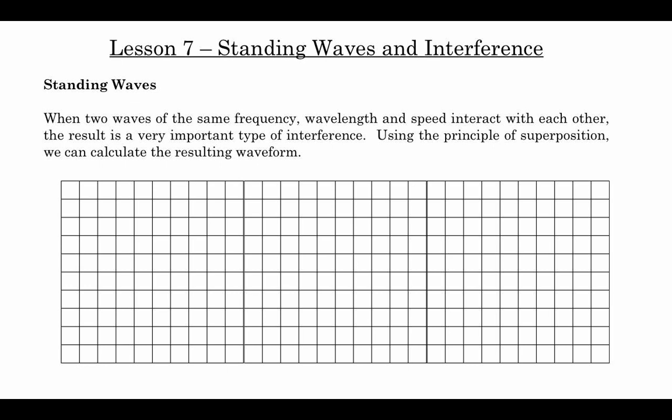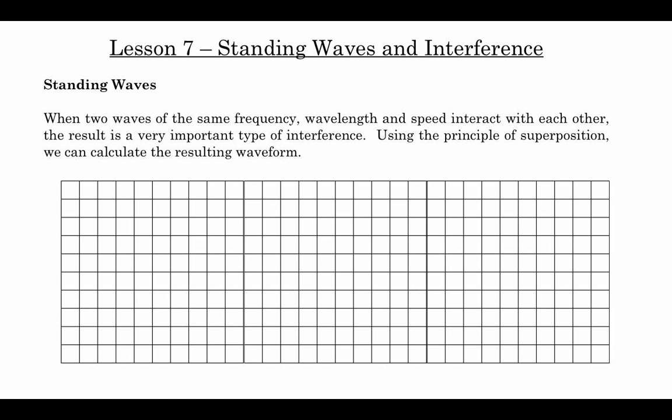This is standing waves and interference, lesson number 7. Yesterday we talked about the principle of superposition and basically what happens when two waves meet and interact with each other at the same point in space and time.